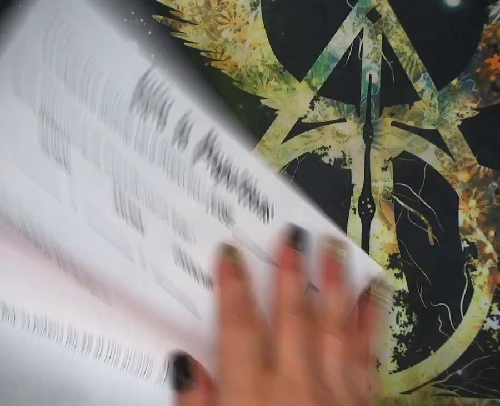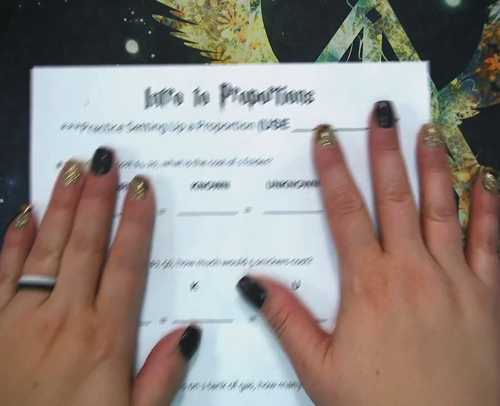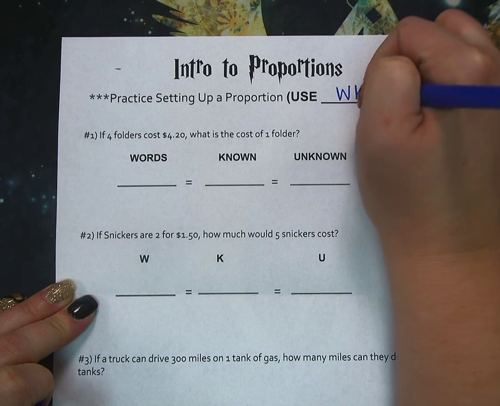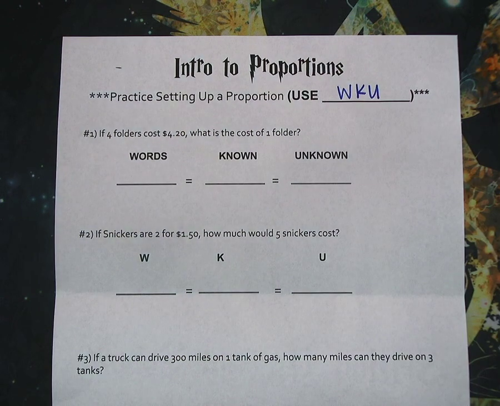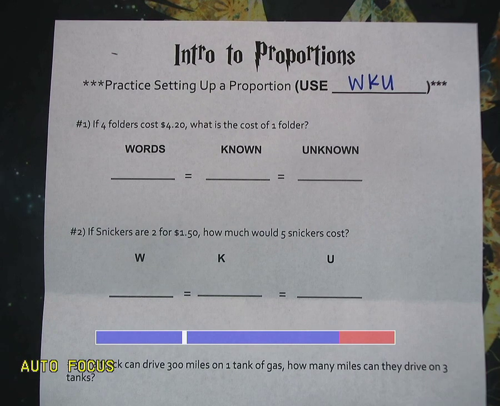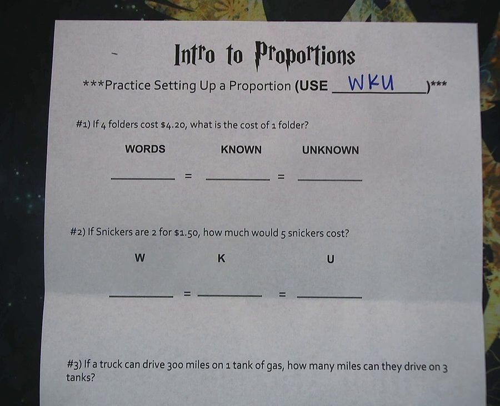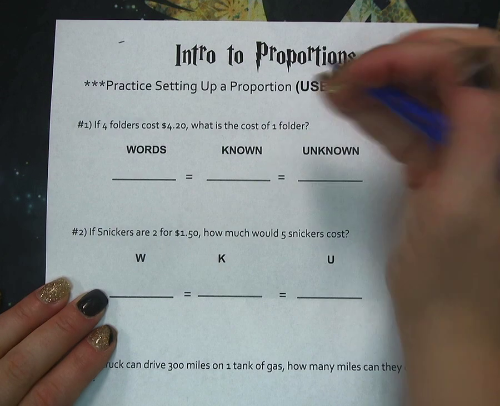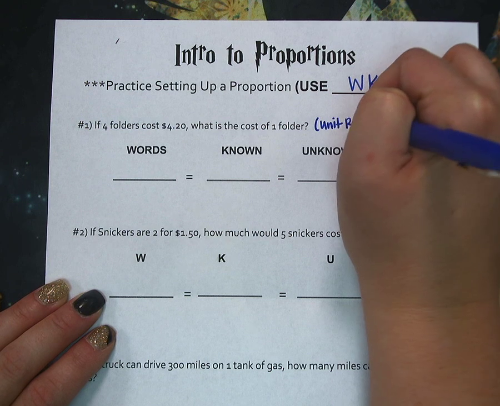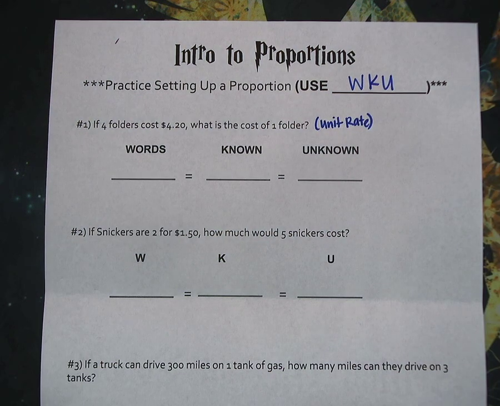So let's open up our notes and start talking about proportions. Again, we are going to practice setting up a proportion, and we are going to use the rule WKU. This is a perfect example of a proportion problem. It says if 4 folders cost $4.20, what was the cost of 1 folder? Remember, when we're finding 1, this is called unit rate. We've talked about that a little bit already. So let's set it up.